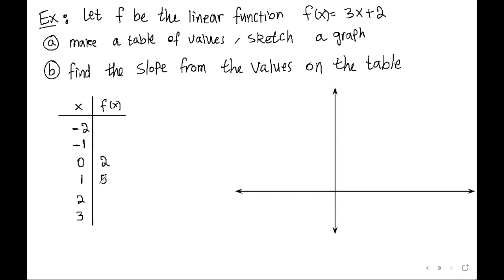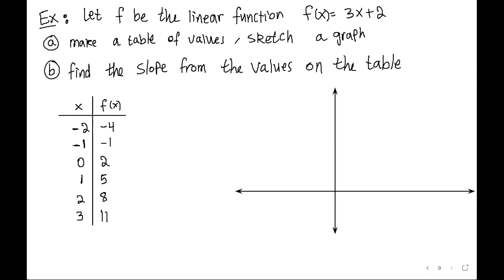For the 2, 3 times 2 is 6 plus 2 is 8. And for 3, it is 3 times 3, 9, plus 2 is 11. What about minus 1? 3 times minus 1 is -3, plus 2 is negative 1, yes. Negative 2: it's -4.